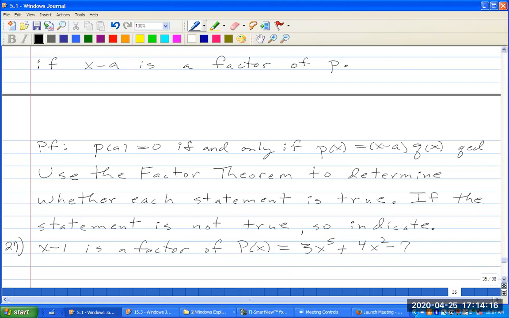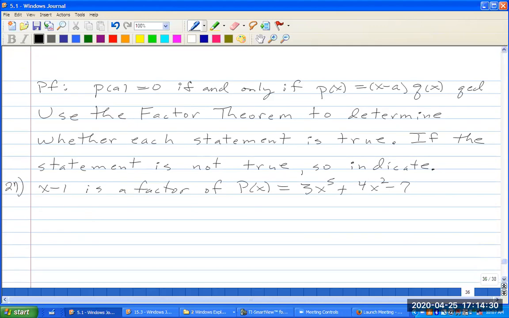27. Use the factor theorem to determine whether each statement is true. If the statement is not true, so indicate. So I want to show that X minus 1 is a factor of the polynomial P of X equaling 3X to the 5th plus 4X squared minus 7.